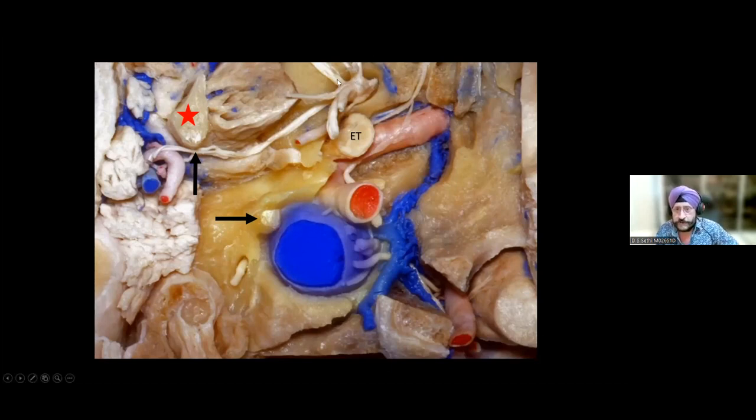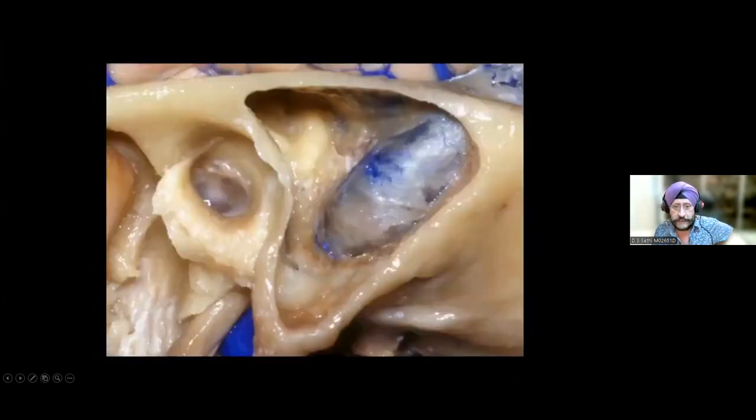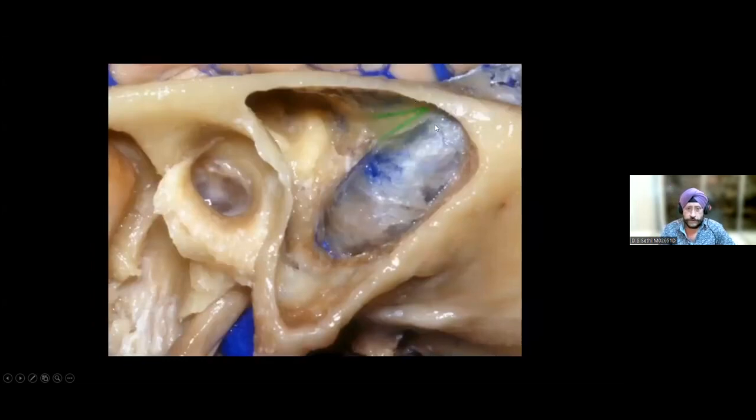So the branches of this V3 are the buccal, the auriculotemporal, lingual, and inferior alveolar, leaving the muscular branches aside. So let me go very quickly to the lateral surface. And here you see the sigmoid sinus, the sinodural angle. Again, the real sinodural angle is between the superior petrosal sinus and the sigmoid sinus right here.